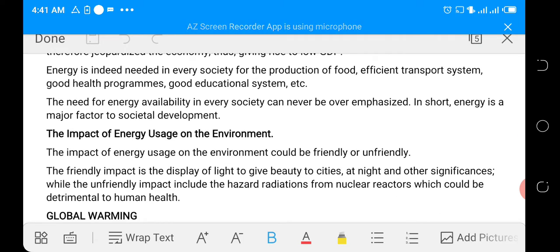Energy is indeed needed in every society for the production of food, efficient transportation system, good health programs, good educational system, etc. The need for energy availability in every society can never be overemphasized. In short, energy is a major factor in societal development.